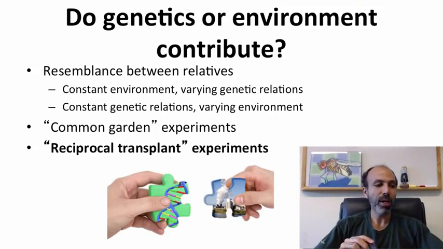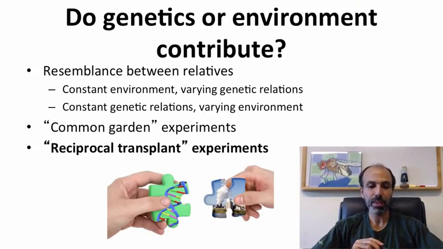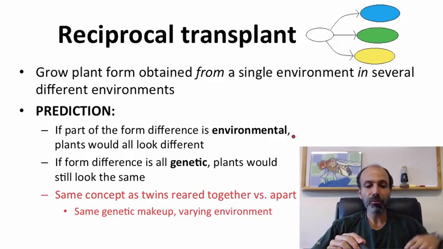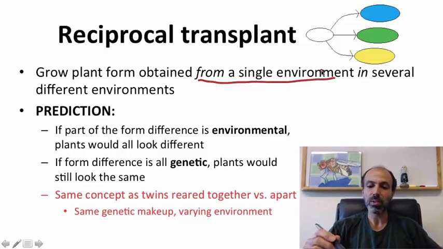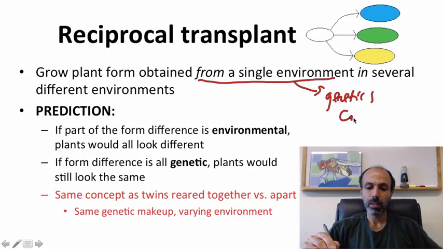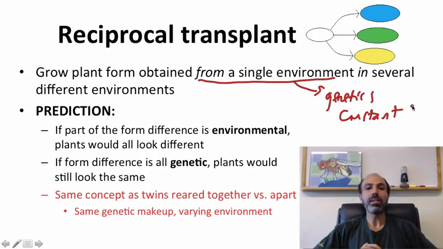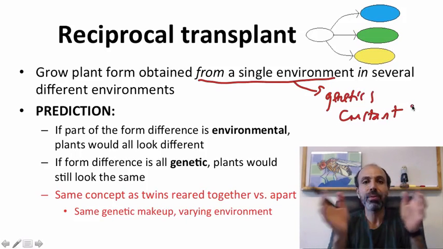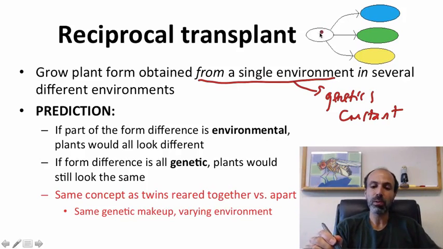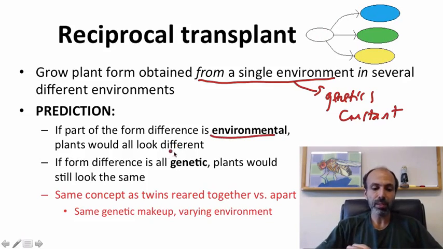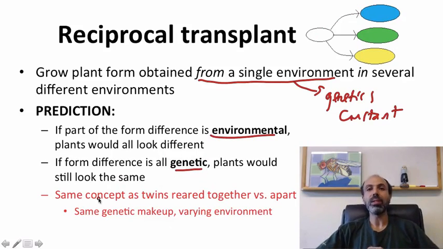Well, how do we do the other half of this? The other thing you can try is what's referred to as a reciprocal transplant experiment. In this case, you grow plant forms obtained from a single environment. So since they're from the same place, we're assuming the genetics is fairly constant. And you grow them in several different environments. So you're taking all these ones that have the same form, and you're growing them in different environments. So maybe you take it from Mather, grow it in Timberline, in Mather, and in Stanford, for example. If part of the form difference is environmental, then they should in fact look different. If the form difference was purely genetic, then all the plants would still look exactly the same, right? Because they're all derived from that same place.